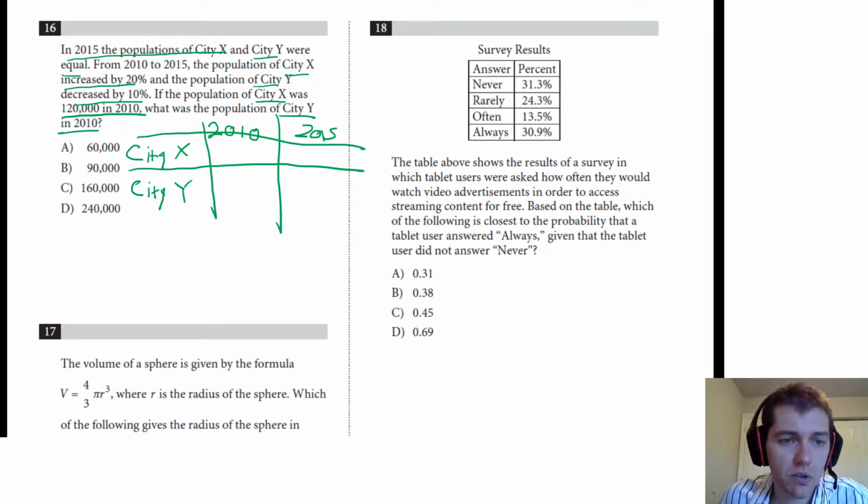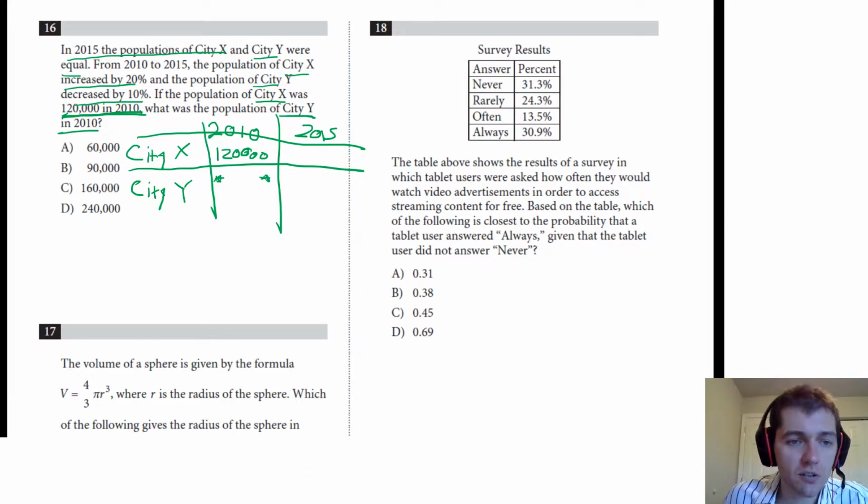And the information they give you is 120,000 population in 2010. So you can go ahead and fill that in. And what they're trying to get to is what was the population of city Y in 2010. So where you're trying to get to is right here. So what's the next box you can fill in?